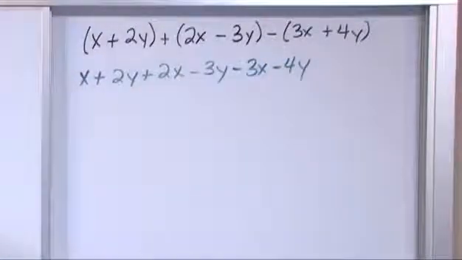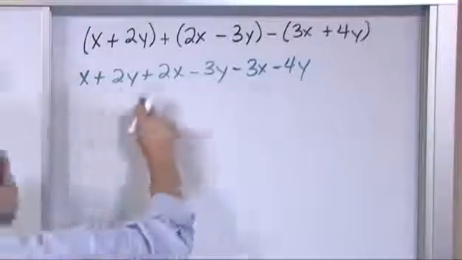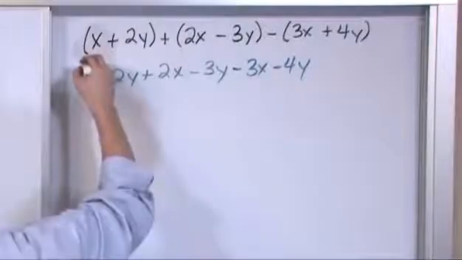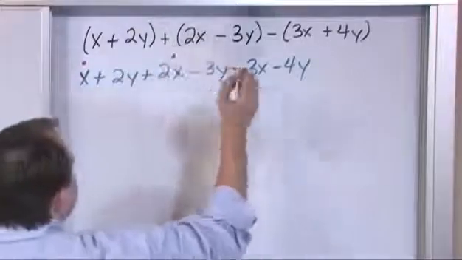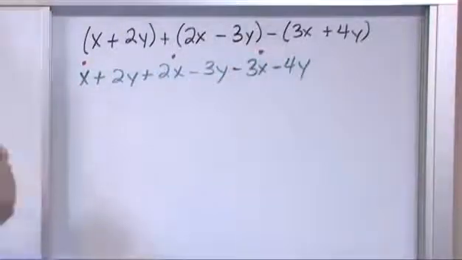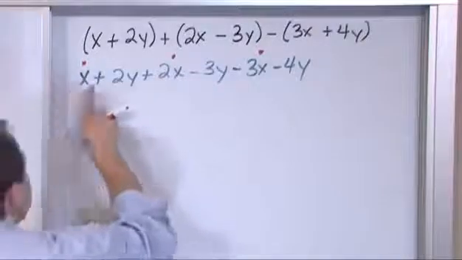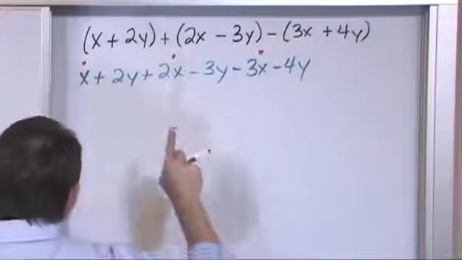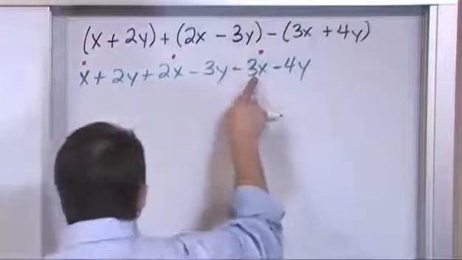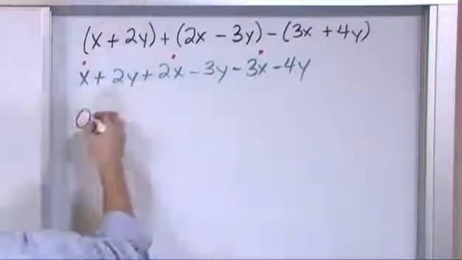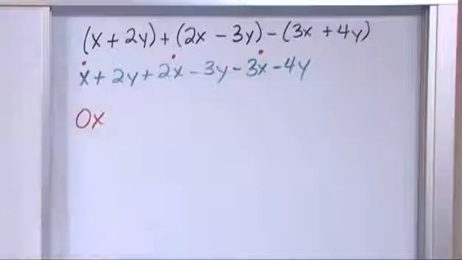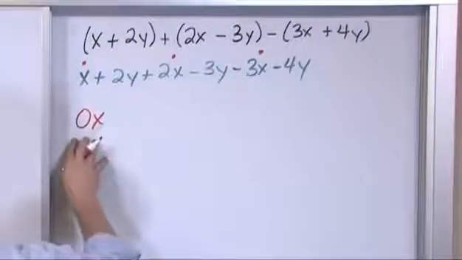So now I start collecting like terms. When you have a really long expression like this, what I suggest is to go with your pencil and put a dot above a like term. So x is a like term with 2x, and that's a like term with this one. That way you're not going cross-eyed looking at it. So 1x plus 2x gives me 3x. But 3x plus negative 3x is going to give me 0x. I'm just going to hang on to it as 0x to remind myself.